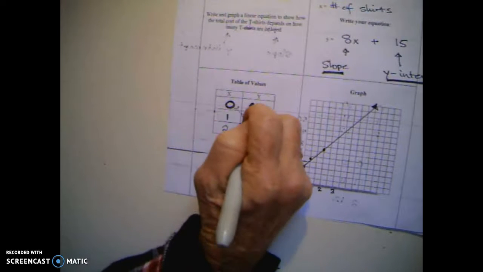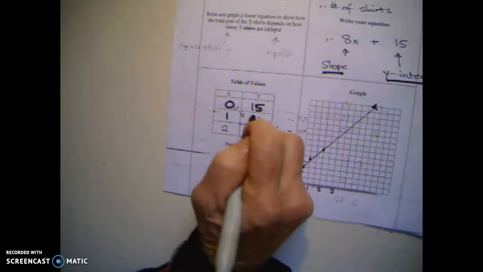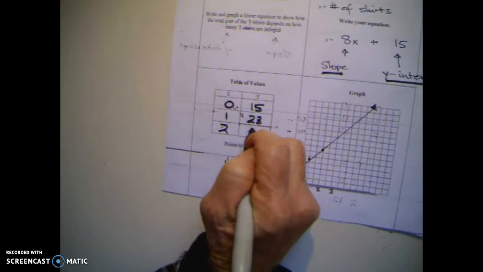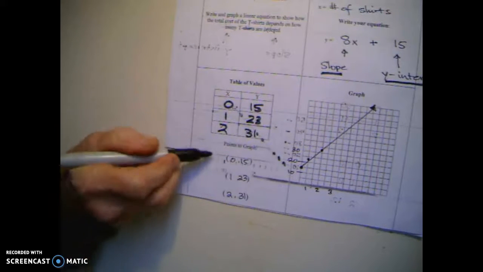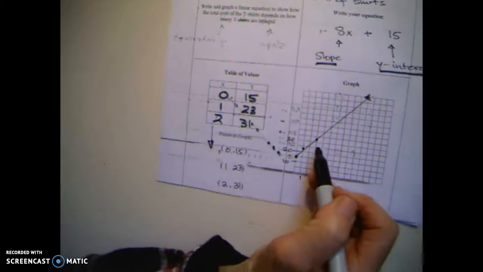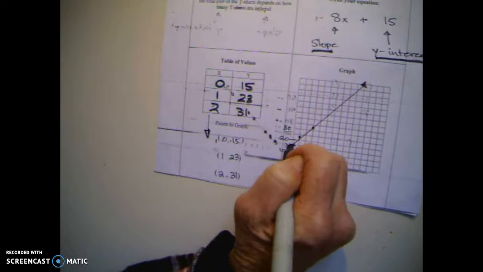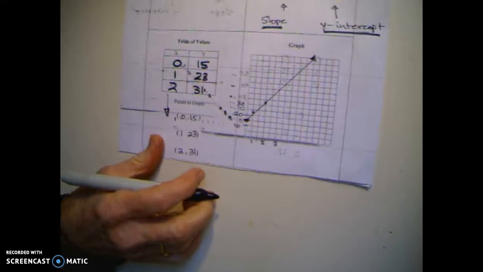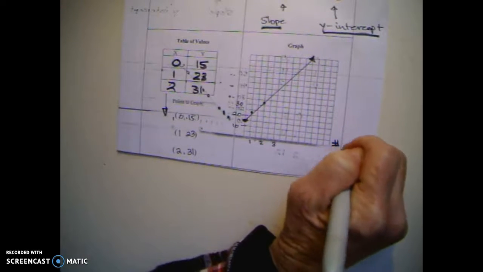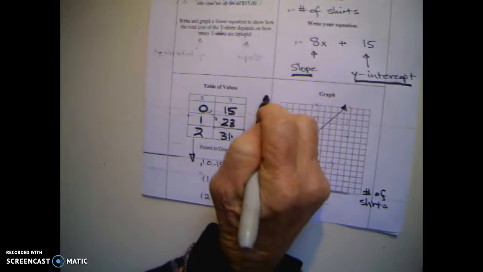My table of values, again, you just plug these things in. When x is 0, y is 15. When x is 1, 1 times 8 is 8. 8 plus 15 is 23. When x is 2, 2 times 8 is 16. 16 plus 15 is 31. Here, I just copy the points right over into here. These are the points that I'm going to graph. I come over to this side, I graph my chart, and just make extra sure that my y-intercept is right here at 15. And if you were labeling your axis, as I should have done, this would be the number of shirts. And on this side, it is my total cost.